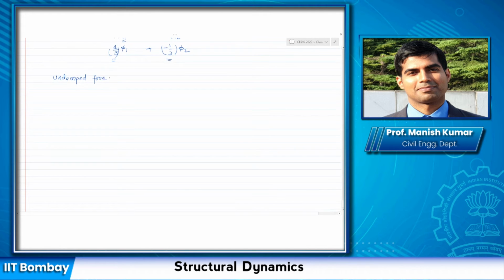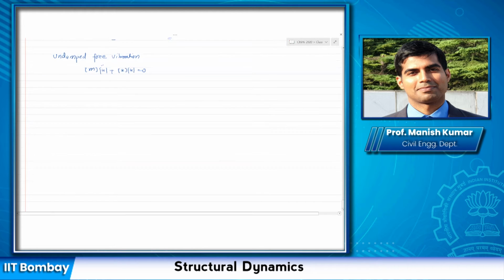or undamped free vibration. So what was our equation of motion? It was m times u double dot plus k times u equal to 0. Now we need to solve this equation, and some initial conditions would be given to us, right? Like we had for a single degree of freedom system.